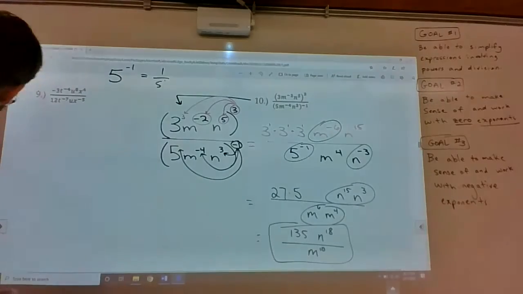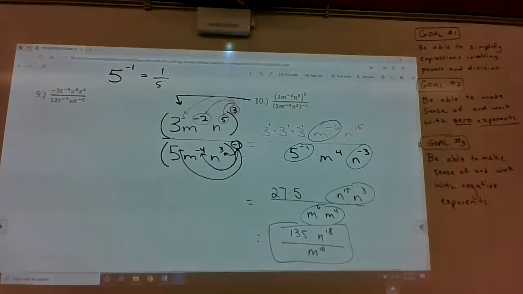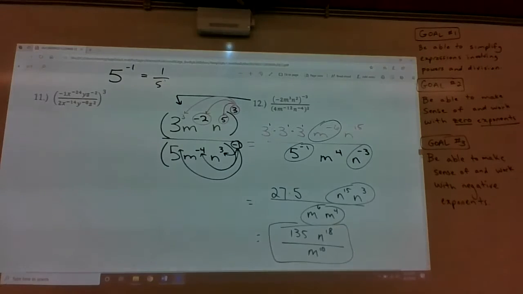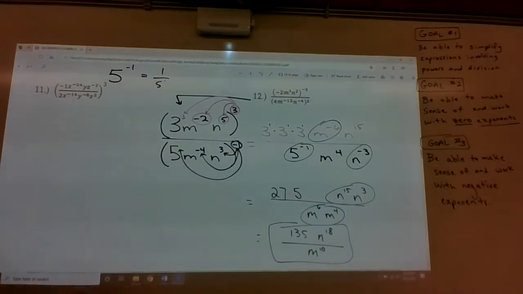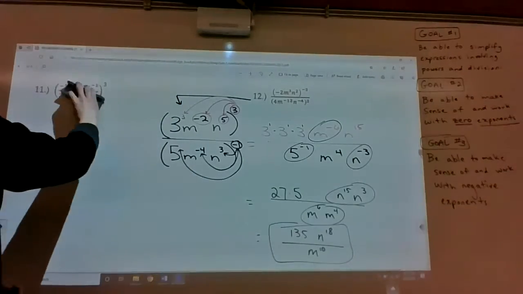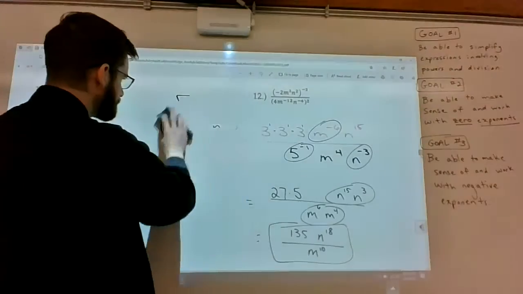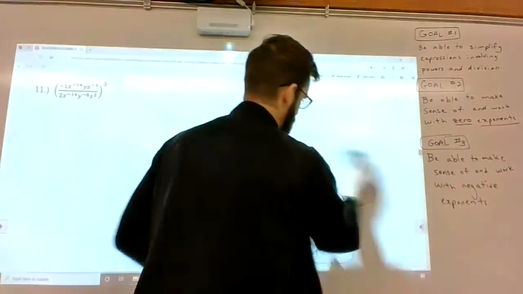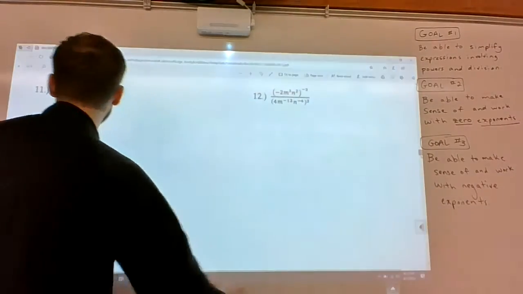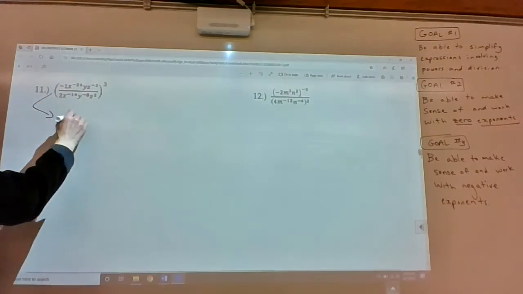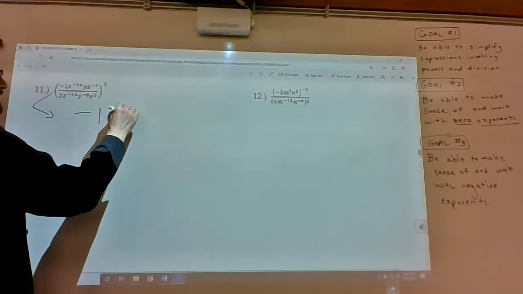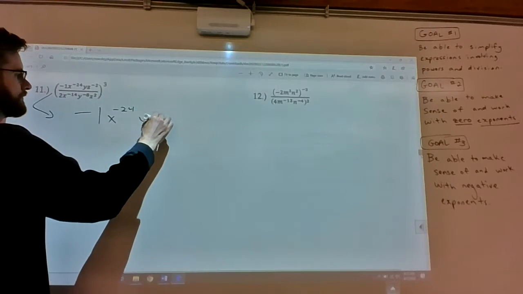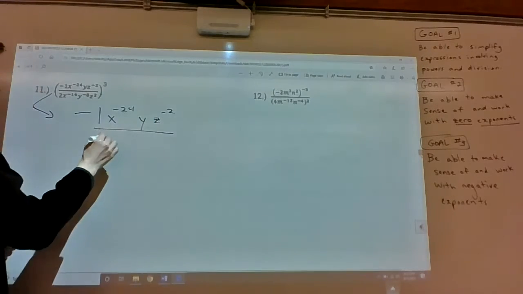All right, let's check out some more. Number 11 is different. I'll rewrite it larger so everybody can see this better. It's negative 1x to the negative 24. All right, I'll just write it out.